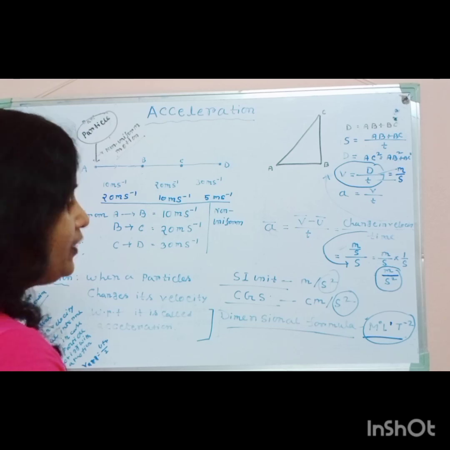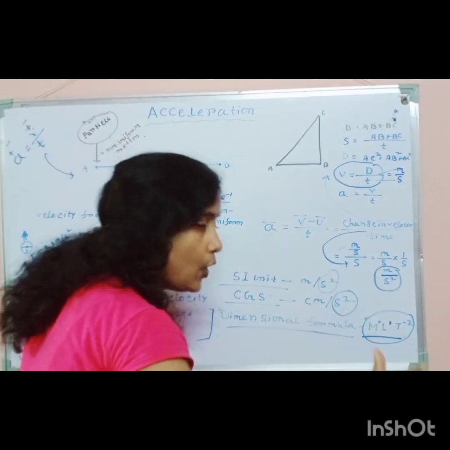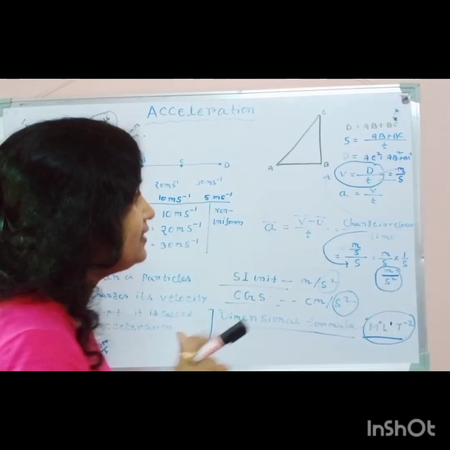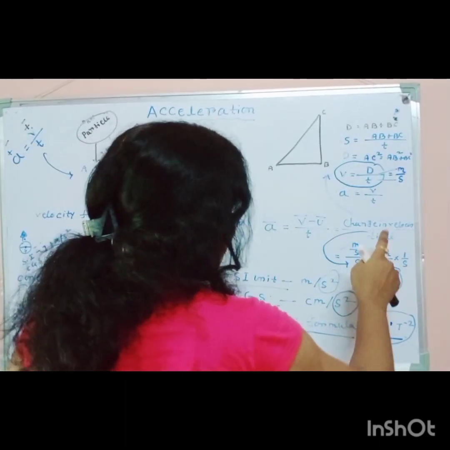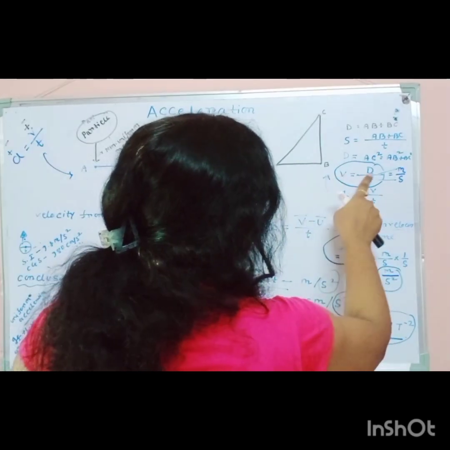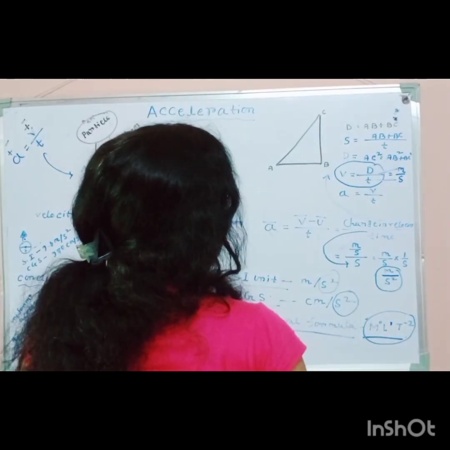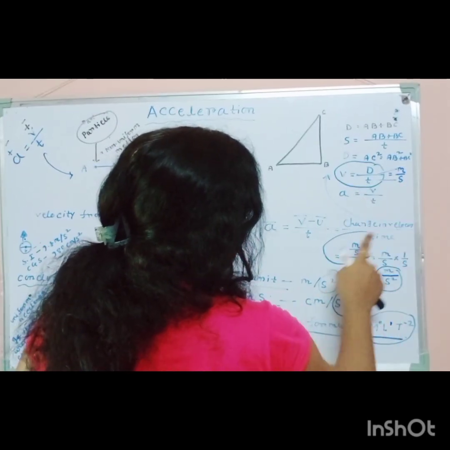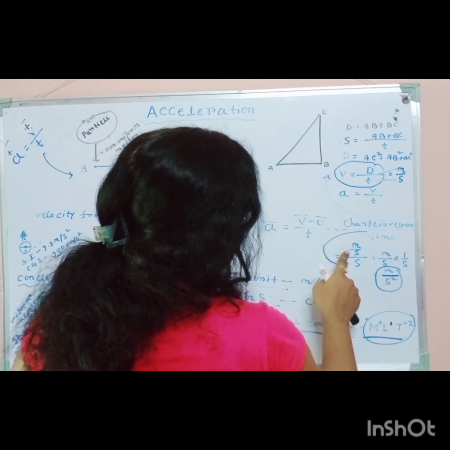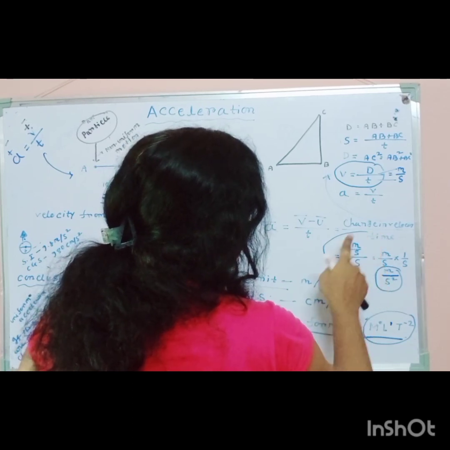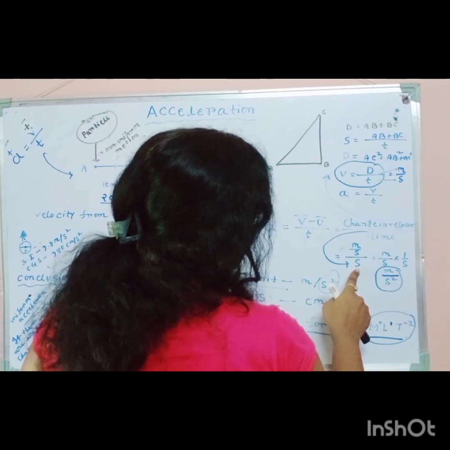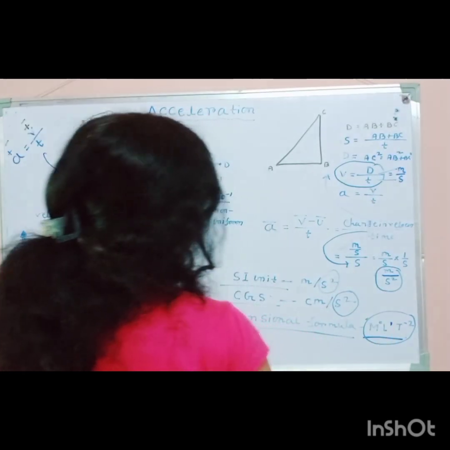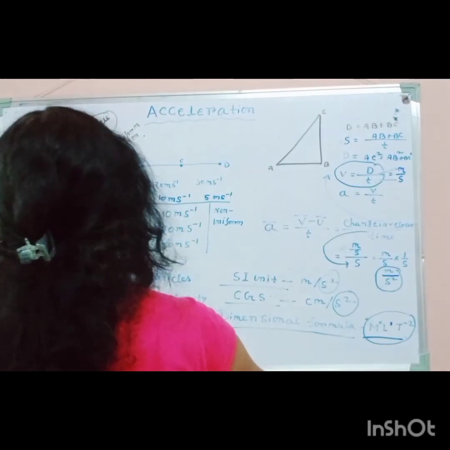Now students, why do we write second square? Why not only s? We already know the formula of acceleration, change in velocity upon time. We also know the formula of velocity equals distance upon time, and the SI unit of distance is meter and time is second. So in place of change in velocity we can write meter per second, and in place of time we put the unit of time, second. After calculating we get meter per second square, and the dimensional formula is here.